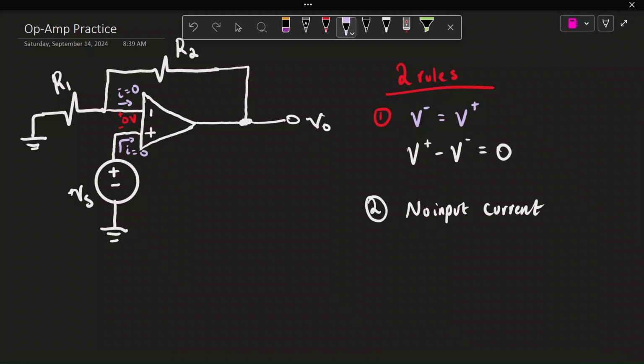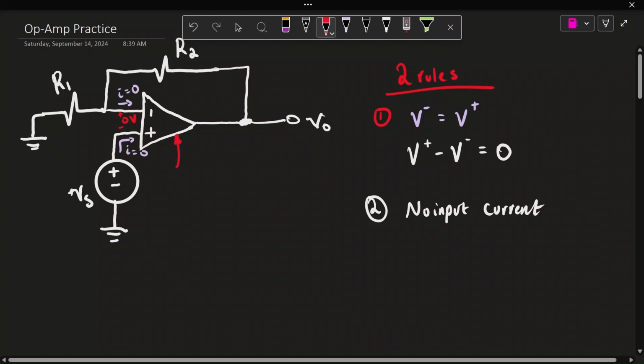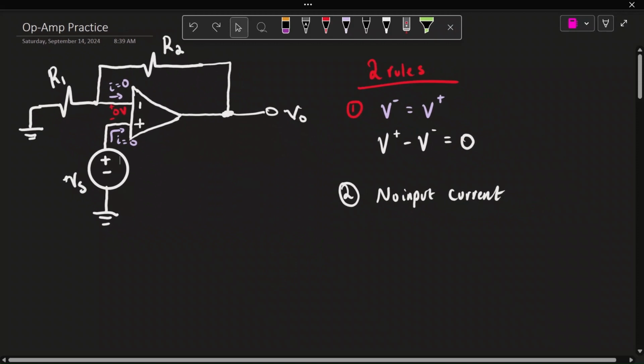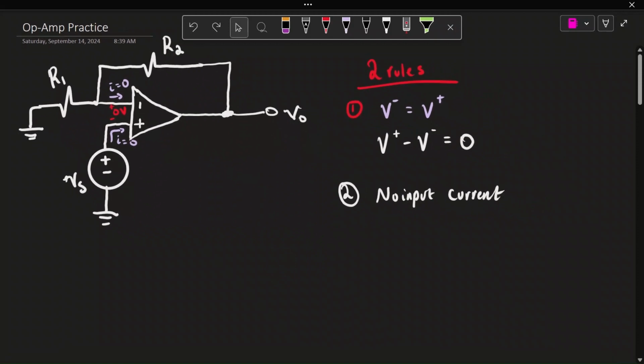Now, this makes our op amp circuits much easier to solve because we don't have to worry about the inner workings of this op amp. And he did show pictures. It's just a bunch of BJTs with some resistors and then a single capacitor in the middle. And knowing these two rules gets you very far with op amp circuits.